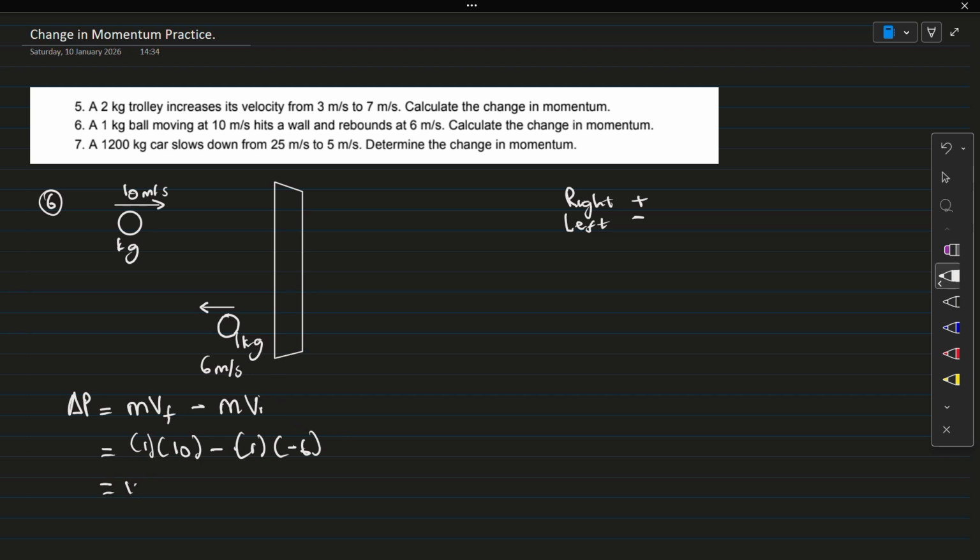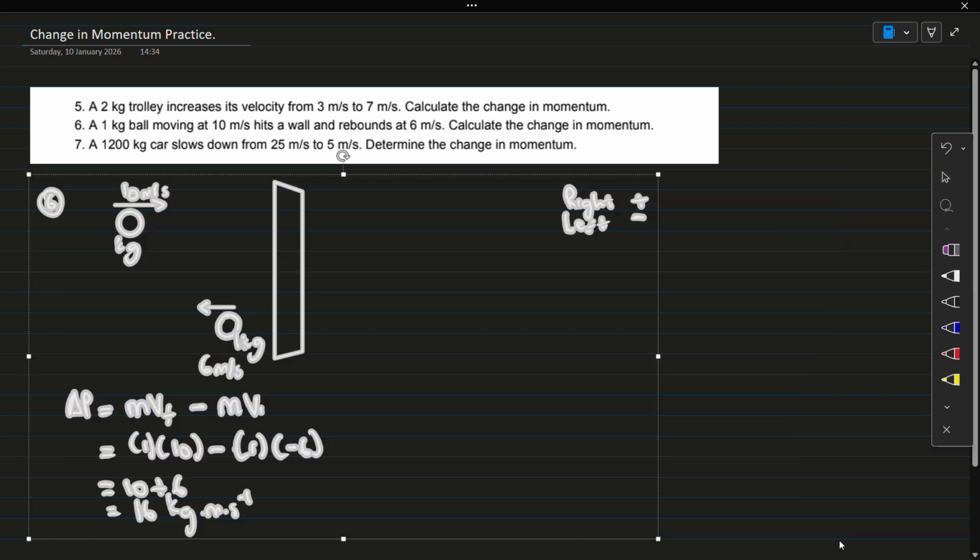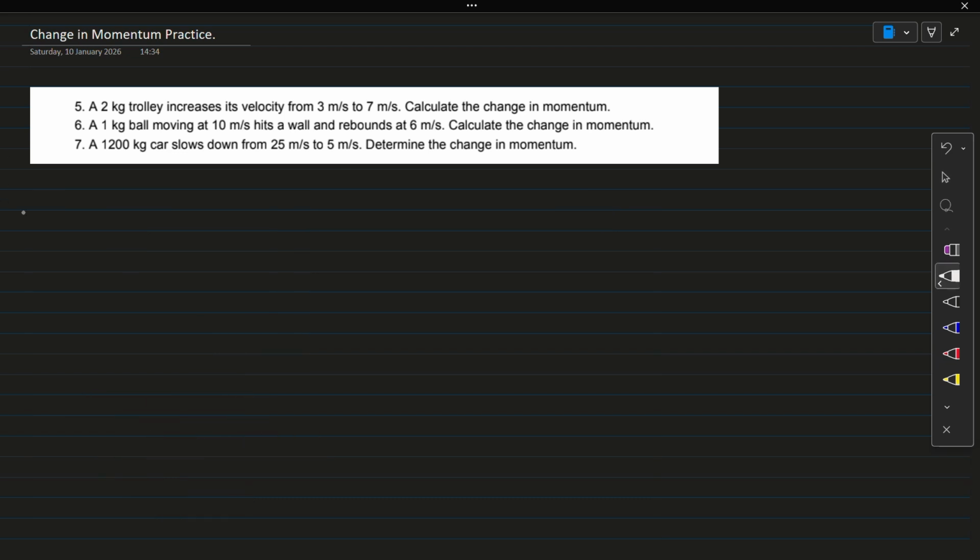Then you're going to have 10 minus negative 6. Negative multiplied by negative is going to be positive 6, which will be 16 kilogram meters per second. This is how you'd calculate this one. I hope you understand. And if you don't understand, please try it yourself and then come back to watch the video, or comment down in the section where you need help with. Then we're going to number 7.